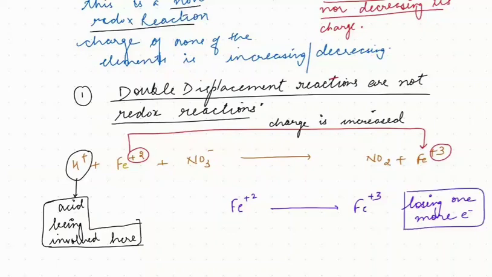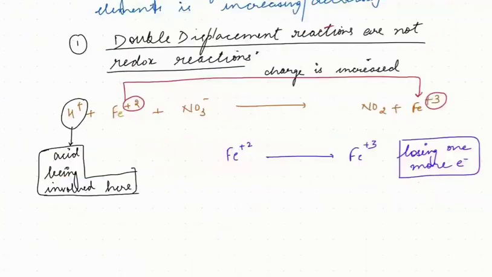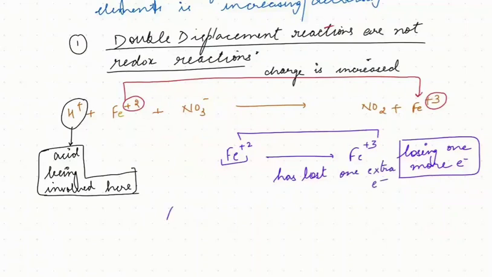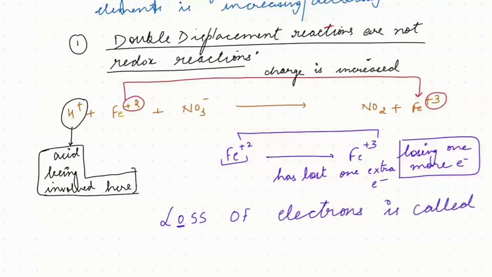You understand? So basically, one more definition of oxidation comes up. Whenever you see the charge increasing, it is because Fe plus 2 has lost one extra electron. So, the loss of electrons. How do I remember oxidation? Loss has O in it, and O is for oxidation. So loss of electrons is called oxidation.